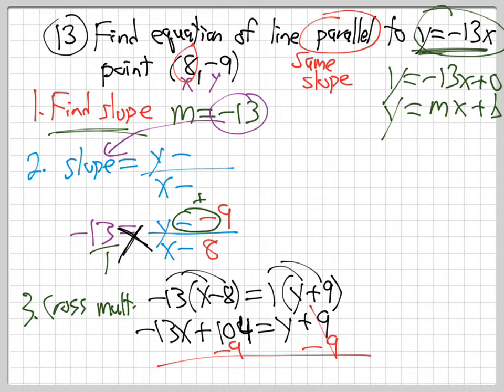Like he's always wanted to be. So that's what? Negative 13x. What's 104 minus 9? Isn't it like 95? There it is, negative 13x plus 95. We got the equation. So you see how it's the same 3 steps every time? They just give you different looks. They try to juke you out, give you different looks. But you just get a slope, plug into the y minus blank over x minus blank formula, cross multiply, and get y alone.